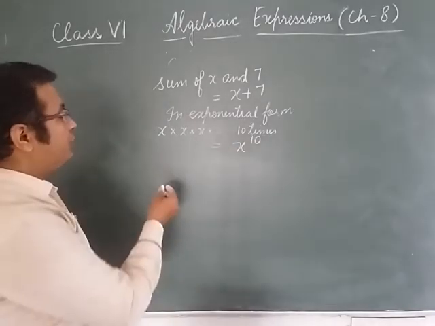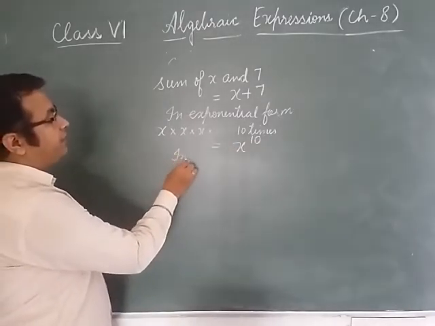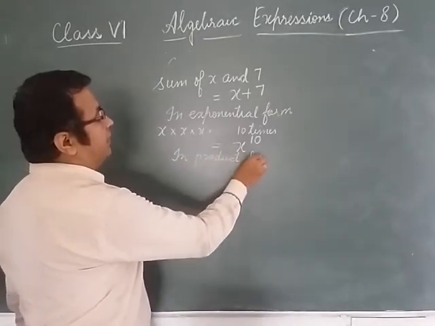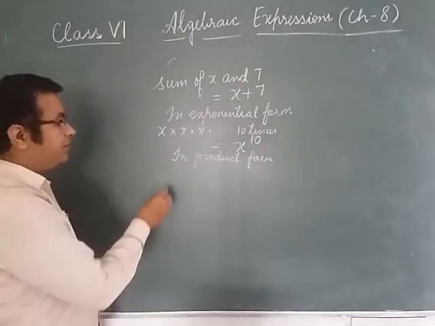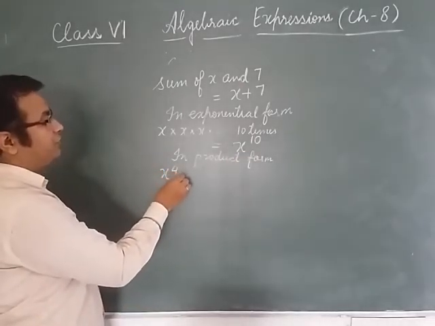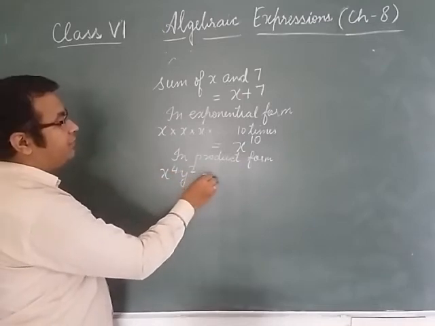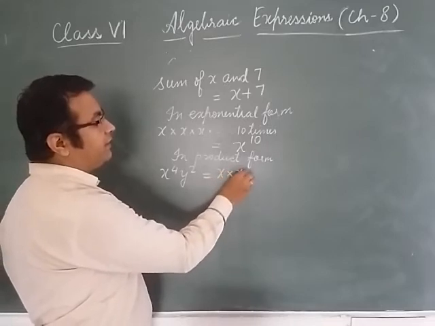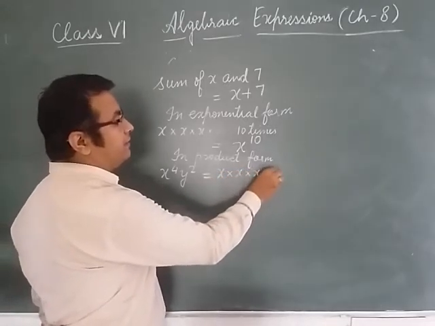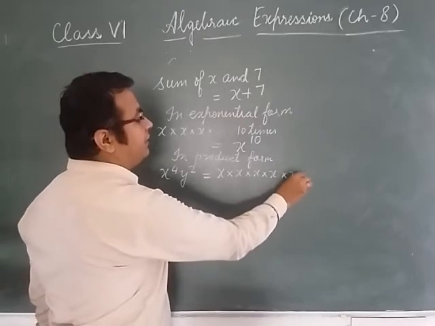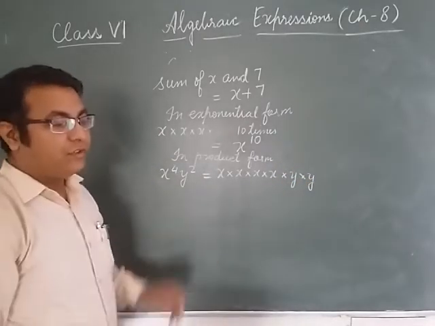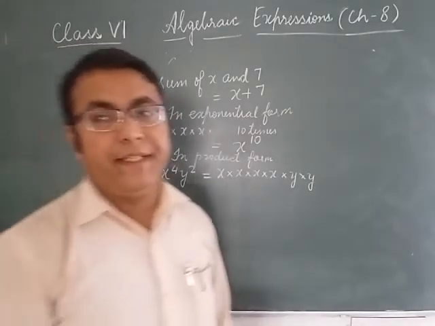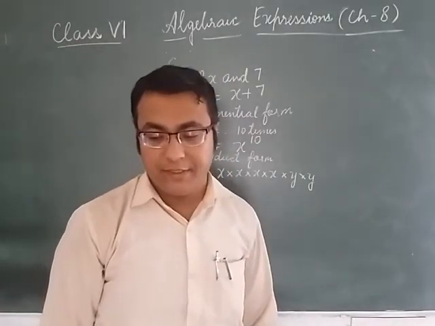Opposite to this, you will get questions to write in product form. Exponential form will be given, and you have to write the answer in product form. Suppose you are given: write x to the power 4 y square in product form. So how will you write? x to the power 4 can be written as x into x into x into x, and y square can be written as y into y. So this is how we write in product form. So exercise 8A you can try by yourself, it's very easy.